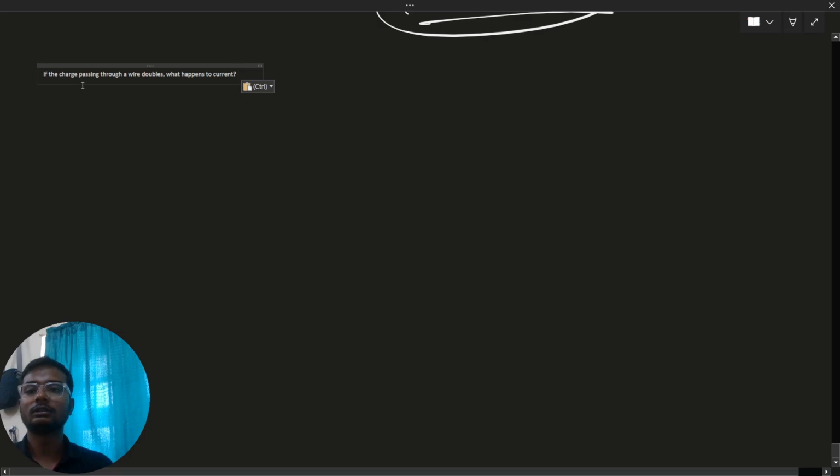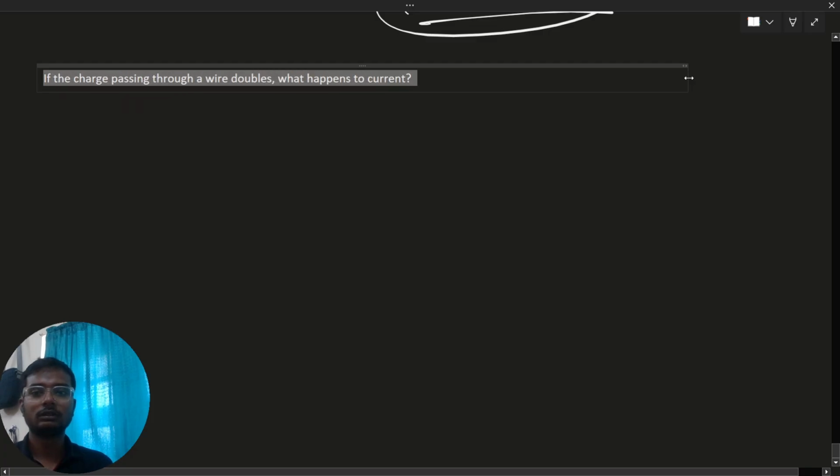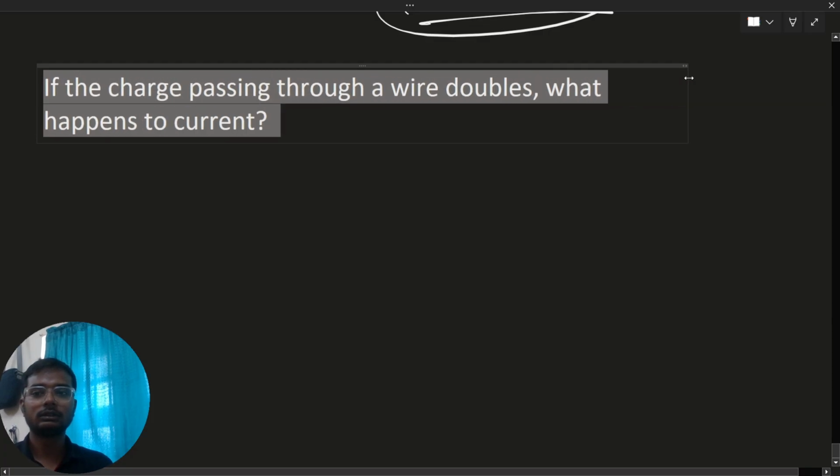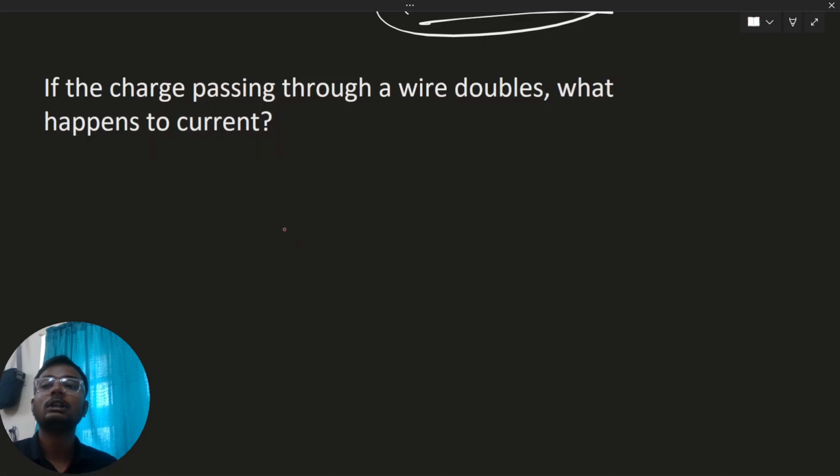Okay, now let's take the question here only. This is question number three. Okay, let me increase the font. If the charge passing through a wire doubles, if we double the charge passing through it, what happens to the electric current?